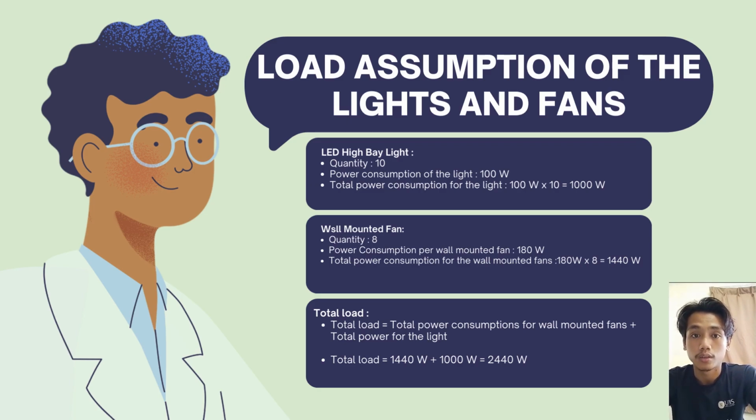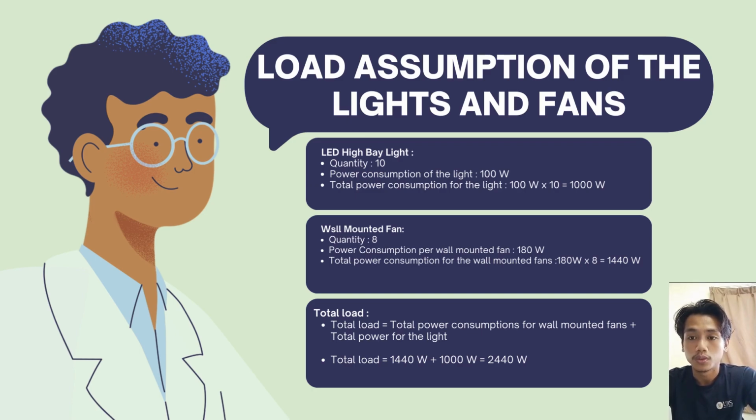The common hall has 20 meters width, 35 meters length, and 20 meters height. For the lights, we use LED high bay lights. We use 10 lights to light the hall. Each of them has a power consumption of 100 watts. So the total power for the lights is 1000 watts.